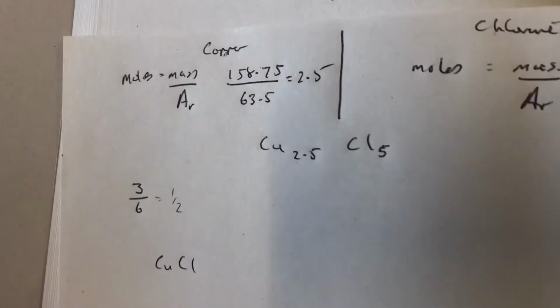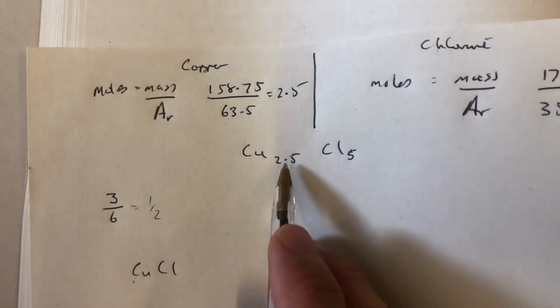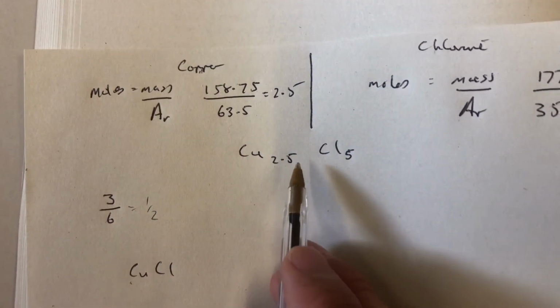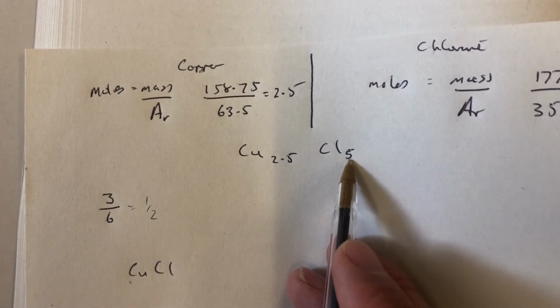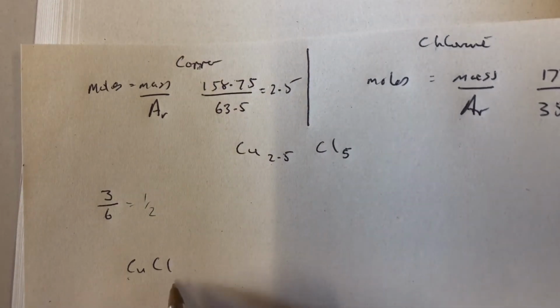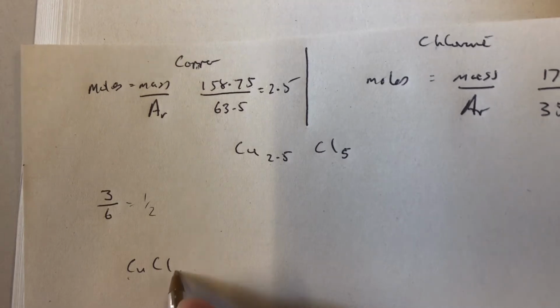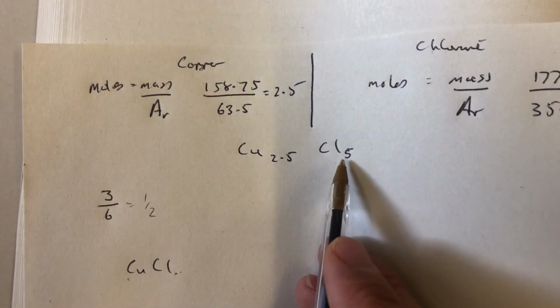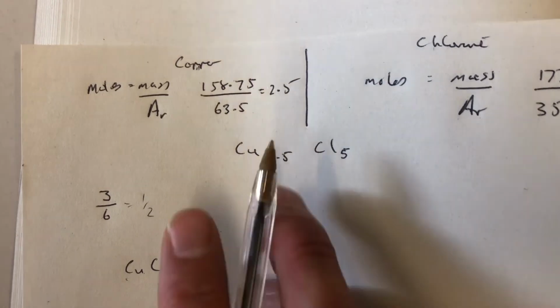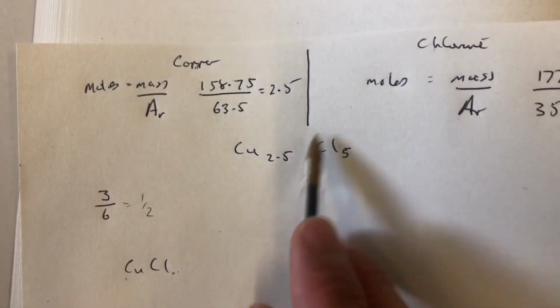It would just be CuCl because they would be the same, but they're not the same. Okay, so the next question you have to ask yourself is, which number is bigger? The answer is the Cl is bigger. So when we come to our final answer, we have to have a bigger number next to chlorine than we have to copper. That's really important because when most people get this wrong, they just reverse the numbers. The chlorine has the bigger number.